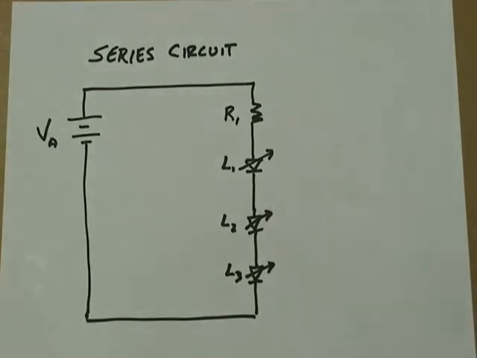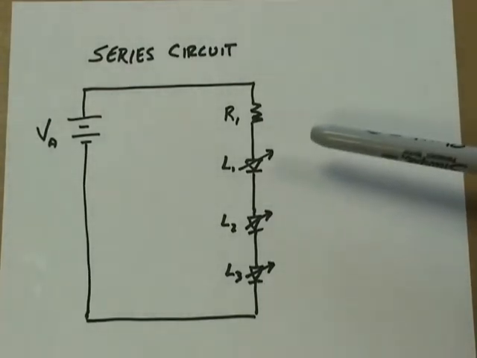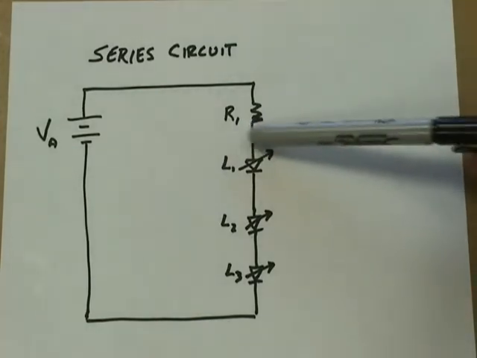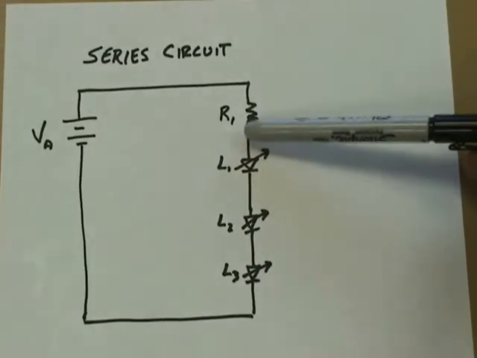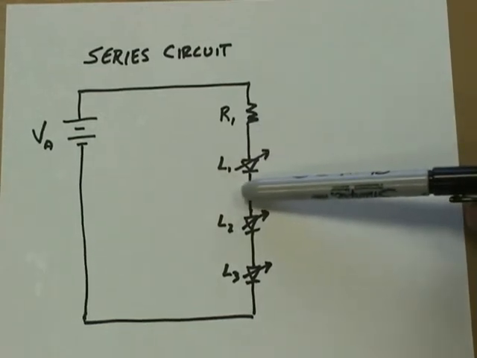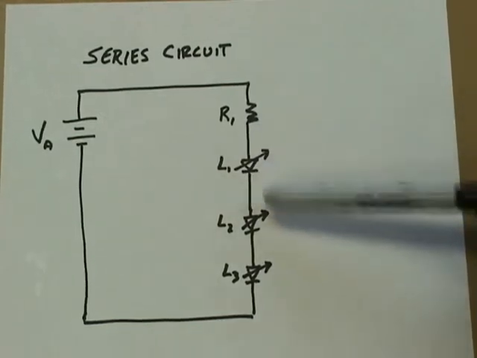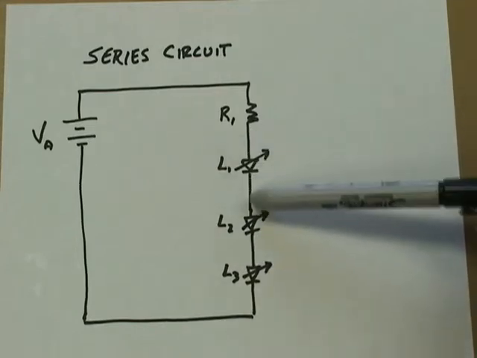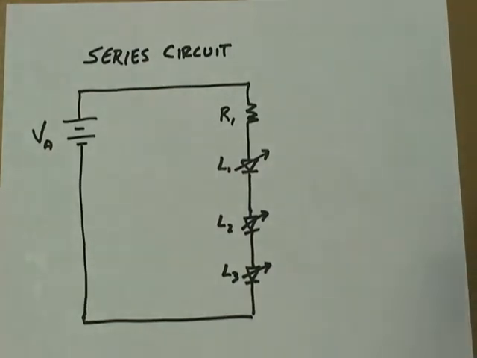In order to measure the current, we have to add meters that are set up to measure current. And you've already learned that to measure current, you must break the circuit, essentially break this connection here, and put the meter there. Same thing, I'm going to break the circuit between these two LEDs and set in a meter, and one more between these two LEDs to show that the current is the same everywhere in the circuit.